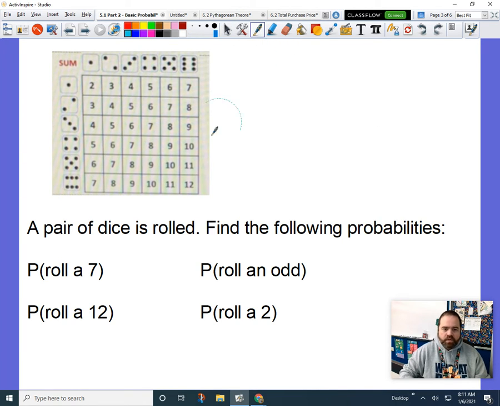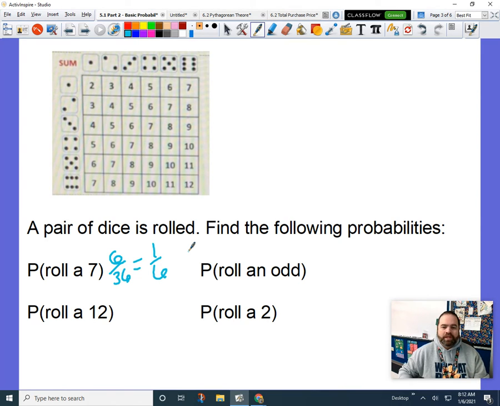Excuse me. There's 1, 2, 3, 4, 5, 6 sevens. So my probability of rolling a 7 is 6 out of 36, which I can reduce down to 1/6. Please reduce your fractions. I'm not going to count them if you can't reduce them. All right, you guys are in high school, reduce a fraction.